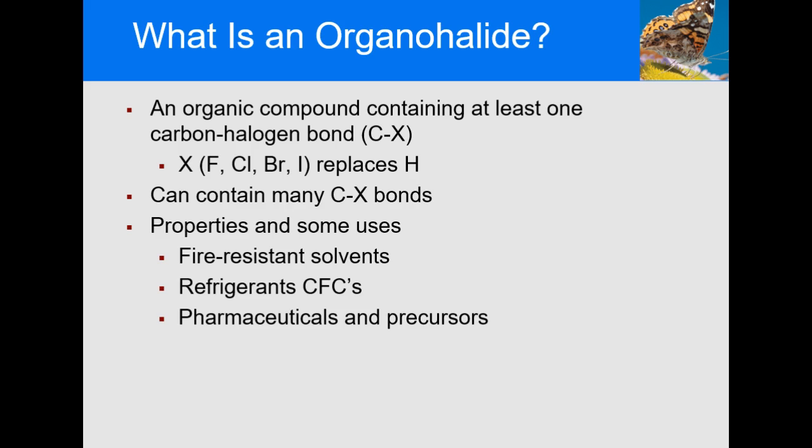We've also talked about them as alkyl halides, but it's basically an organic compound that contains at least a halogen, all right, or a carbon-halogen bond. All right, and we've talked about halogens are fluorine, chlorine, bromine, or iodine. It can contain many halogen bonds. There's lots of examples. Some examples are fire-resistant solvents, CFCs, pharmaceuticals.